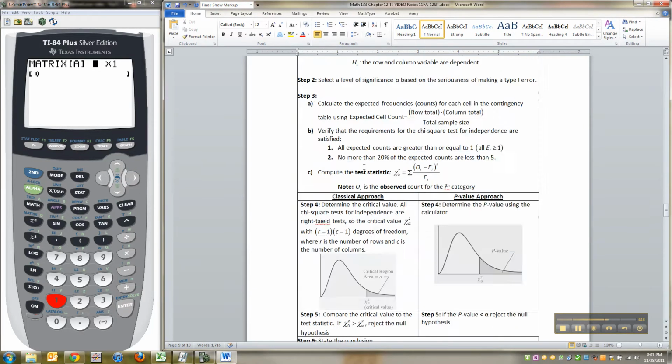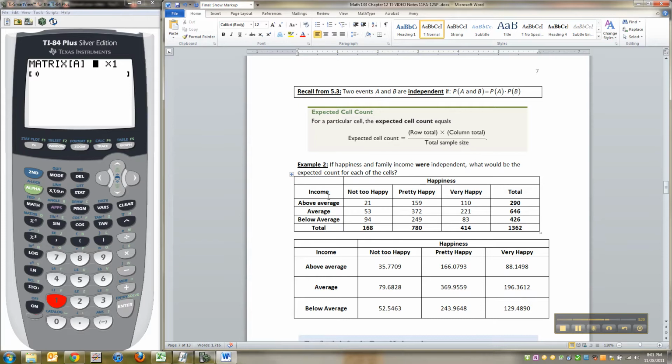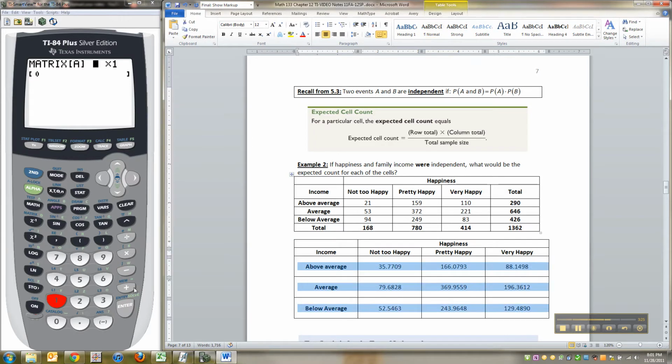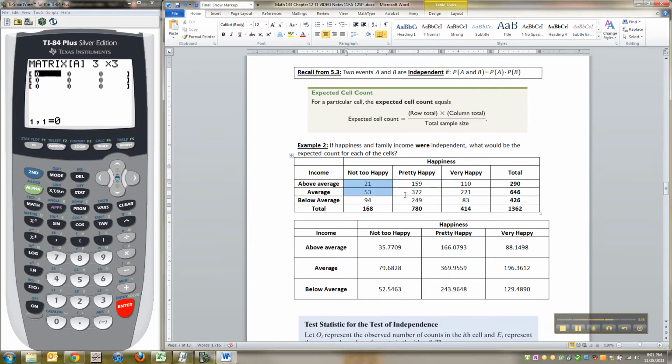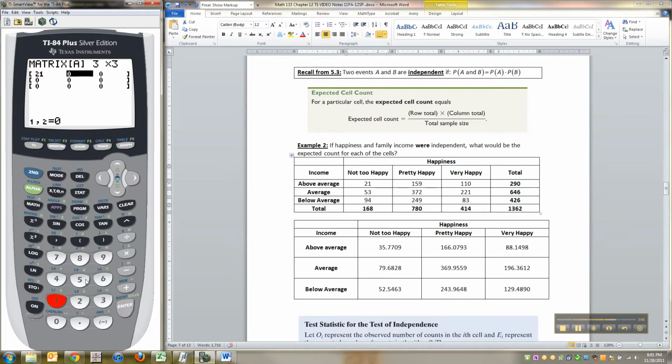For us, if I look at my matrix right here, it's really 3 rows and 3 columns, 3 by 3. Cool. Now I want to type in my observed values, which are these ones right up here, what I actually saw. So I'm going to type over here 21, enter. 159, enter. All right, let me pause and I'll be right back with all this filled out. There they are. All the values are in there in matrix A for me.